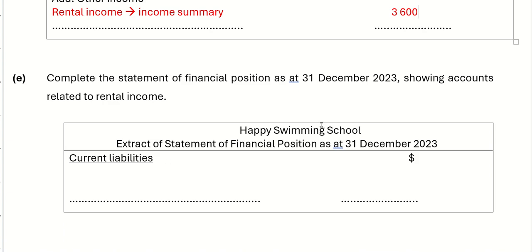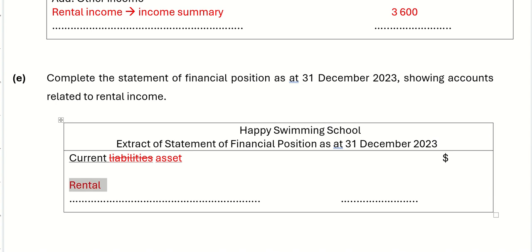Now, complete the statement of financial position. Spot the mistake here. Yes, it should not be current liabilities. It should be, what should it be? Current asset. All right, it should be a current asset. And what is the name of the current asset?